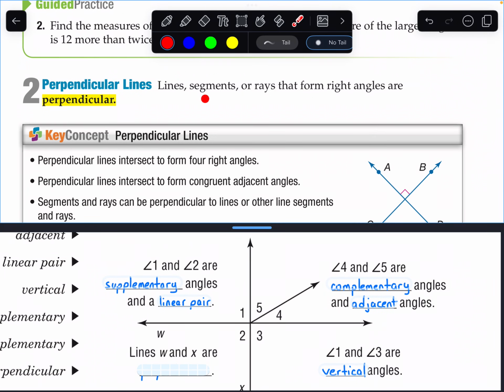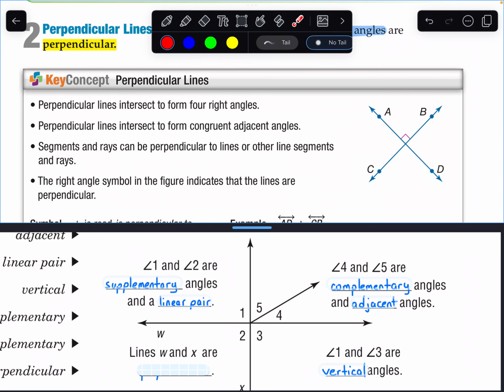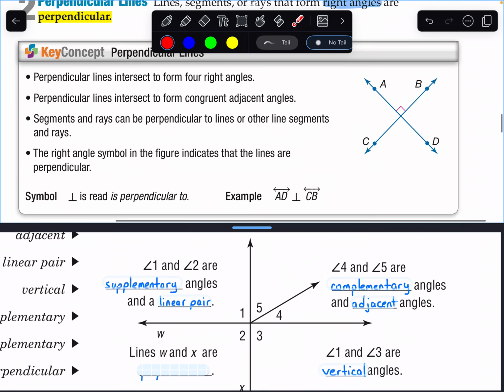Perpendicular lines, segments, or rays that form right angles are perpendicular. Perpendicular lines intersect to form 4 right angles. Perpendicular lines intersect to form congruent adjacent angles. Well, all 4 of them are right angles, so they all have measure 90 degrees. Of course they're congruent. Segments and rays can be perpendicular to lines or other line segments and rays. So it doesn't matter whether or not you have arrows on the end of any of these. They all work the same.